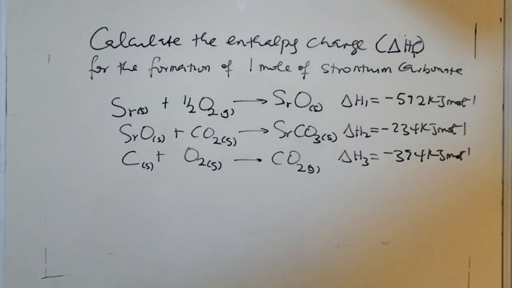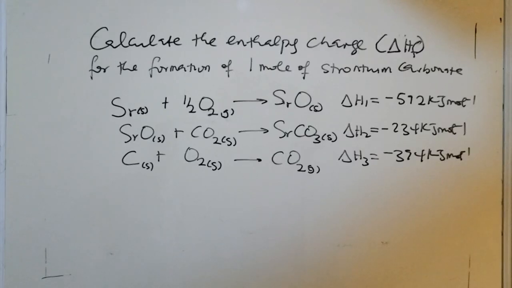So look at the question on the board that says calculate the enthalpy change delta Hf for the formation of 1 mole of strontium carbonate. And you're given some information, 3 equations on the board. And these 3 equations have different enthalpies. That means when the 3 equations are manipulated and added together, we'll now have the overall equation of formation of strontium carbonate. The overall equation of how strontium carbonate is formed is not given to us.